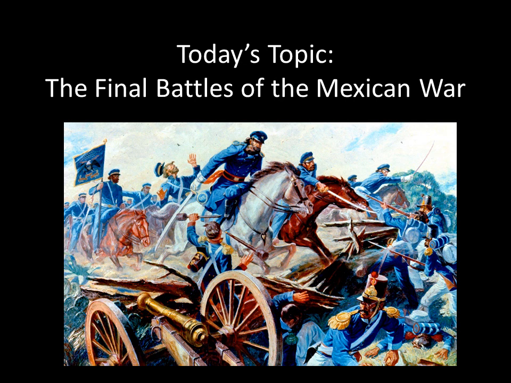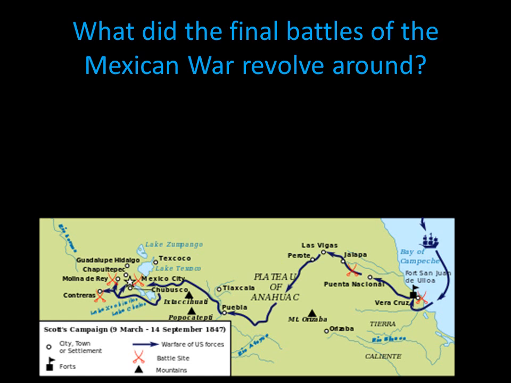When we left off on Monday, we had looked at the Battle of Veracruz and the invasion at Veracruz. And then Winfield Scott had a 200-mile march into Mexico City from there. And that really brings us to our last question that we have to answer for our notes. And that is, what did the final battles of the Mexican War revolve around?